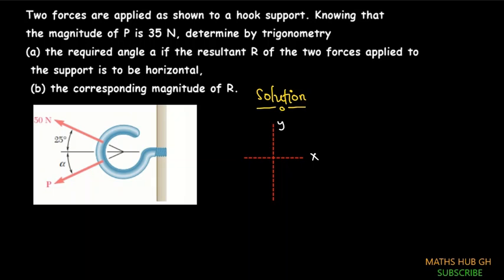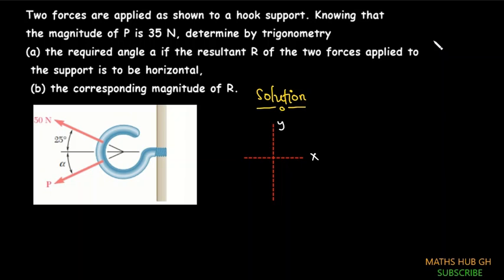In this video, you are going to solve this question I have here. The question says two forces are applied as shown to a hook support. Knowing that the magnitude of P is 35 newtons, determine by trigonometry A. The required angle alpha if the resultant R of the two forces applied to the support is to be horizontal, and B. The corresponding magnitude of the resultant force R.